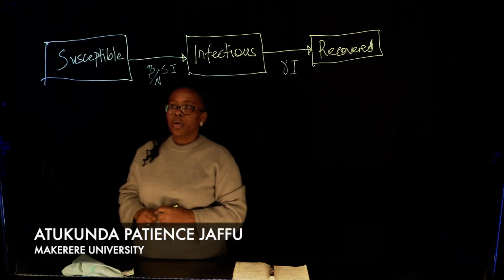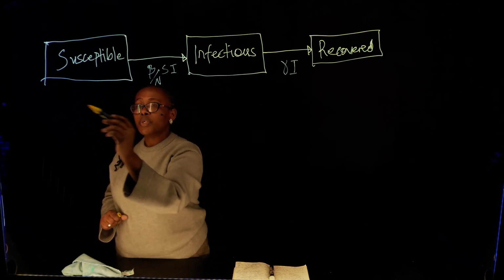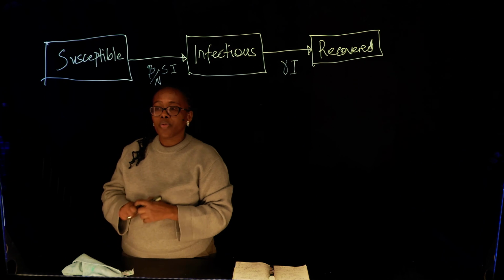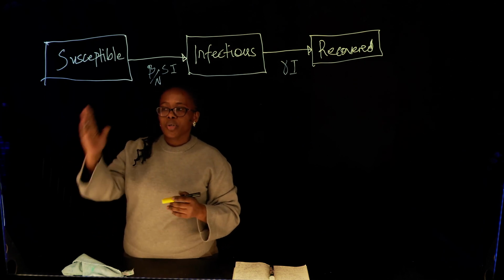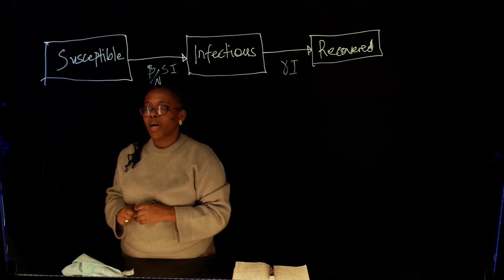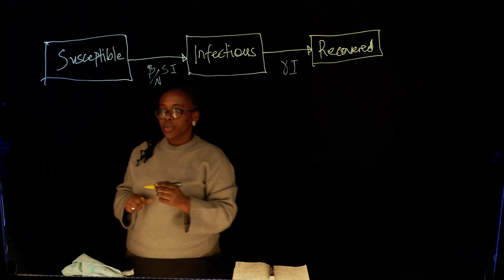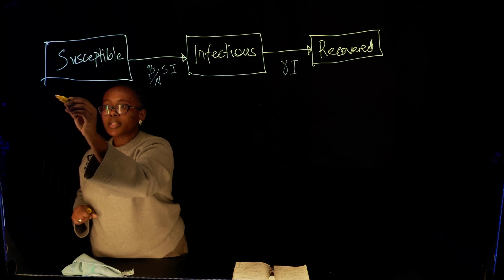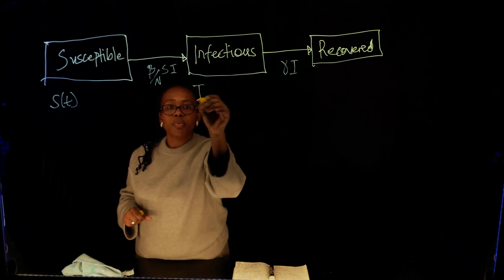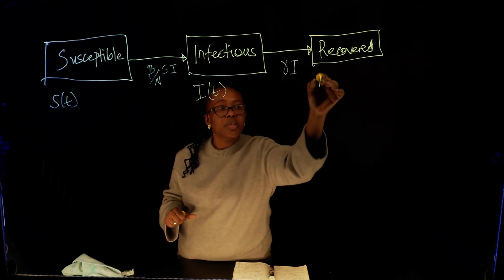We are going to look at the rate at which the susceptibles change to the infectious compartment, by looking at those who get into the compartment minus those who get out of the compartment. That leads us to a set of differential equations where we look at how the susceptibles change with respect to time, how the infectious change with respect to time, and how the recovered change with respect to time.